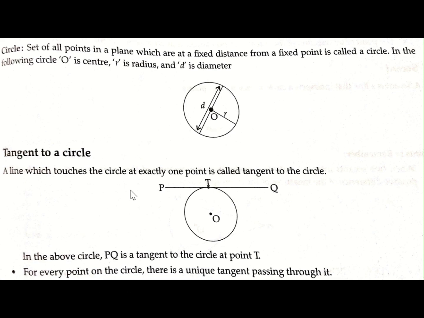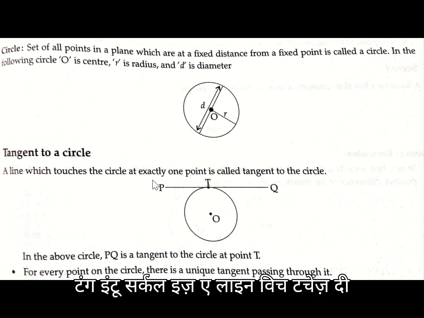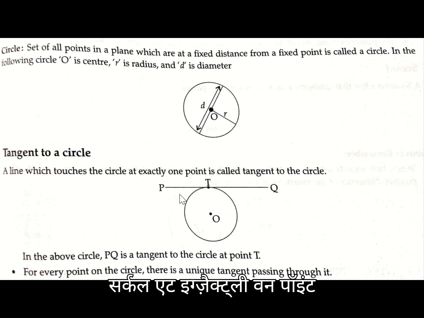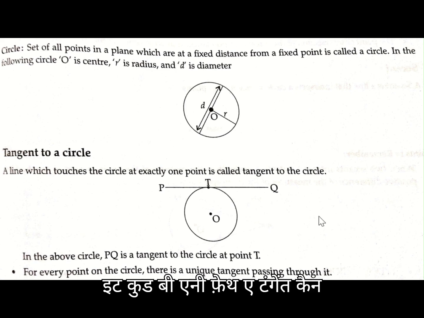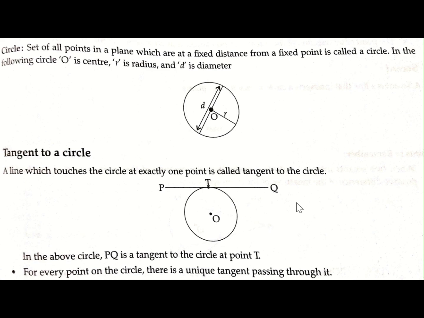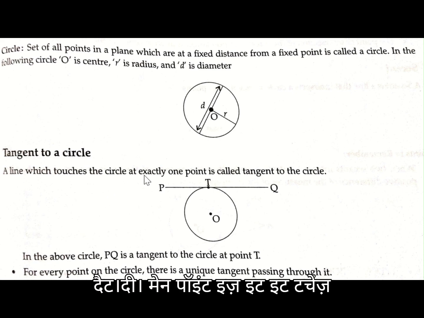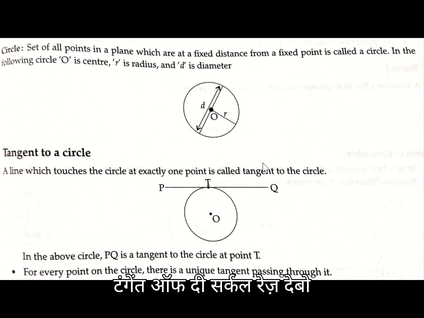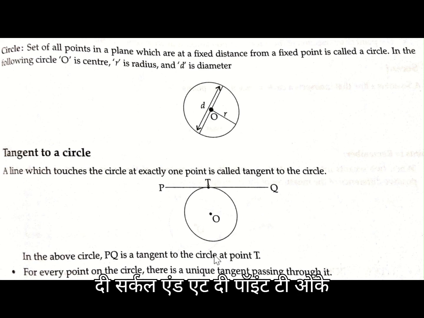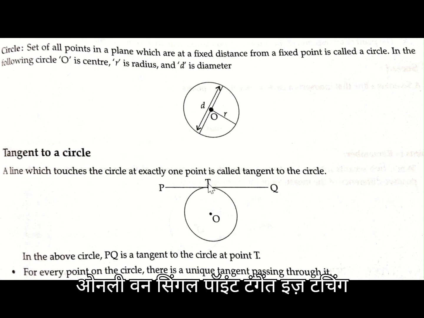A tangent to a circle is a line which touches the circle at exactly one point. It could be like this or any other way; the main point is that it touches exactly at one point. As you can see in the circle, PQ is the tangent, touching at the point T. Only one single point.